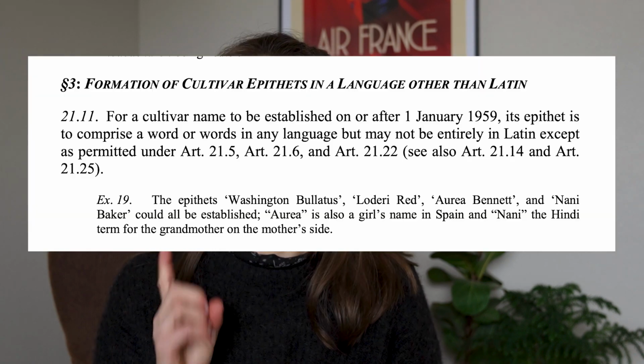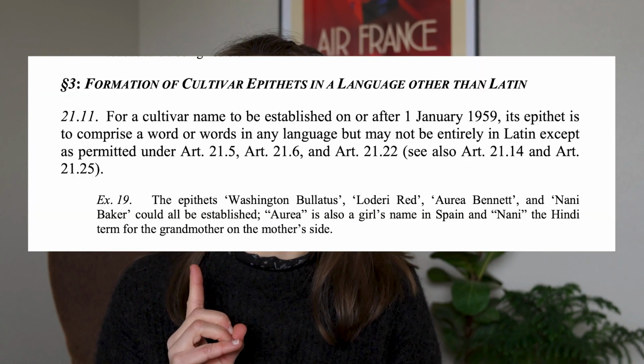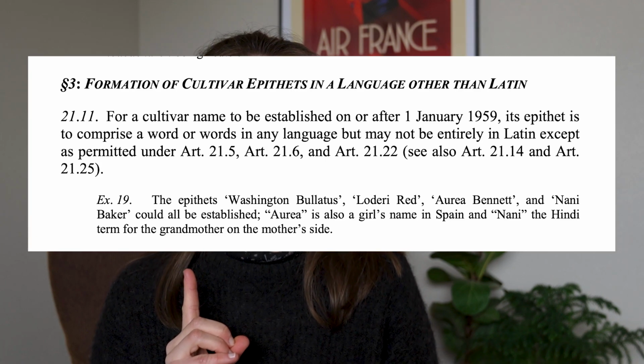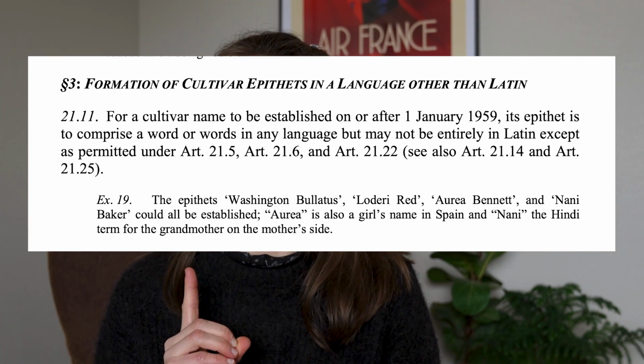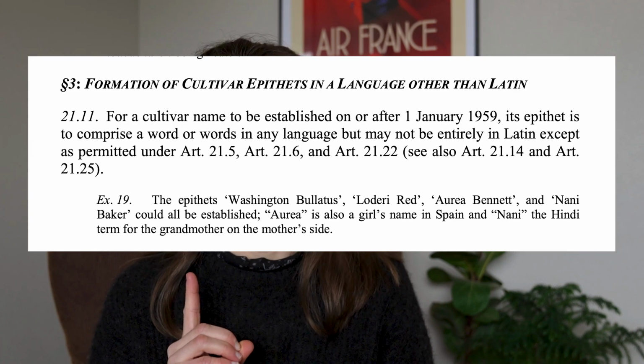So, Article 21.11 notes: for a cultivar name to be established on or after the 1st of January 1959, its epithet is to comprise a word or words in any language, but may not be entirely in Latin, except as permitted under Article 21.5, Article 21.6, and Article 21.22. See also Article 21.14 and Article 21.25. So in essence, there are a whole bunch of exceptions.